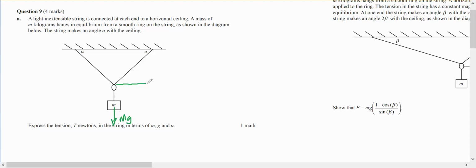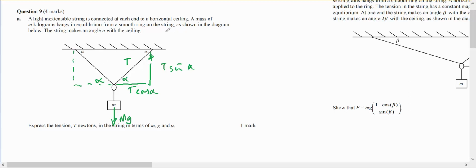I'm going to break this into two vectors. It's going to be T, and that's going to be alpha there. So that's T sine of alpha, that's T cos of alpha. I can break this one into a horizontal and a vertical. That's going to be alpha. Now, because these are the same angles, these T's are going to be identically the same because it's symmetrical.